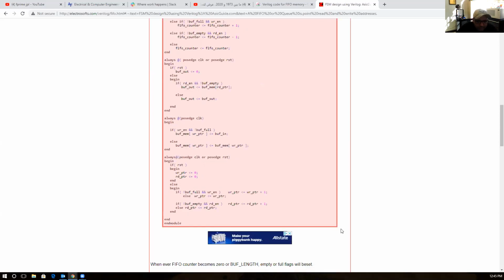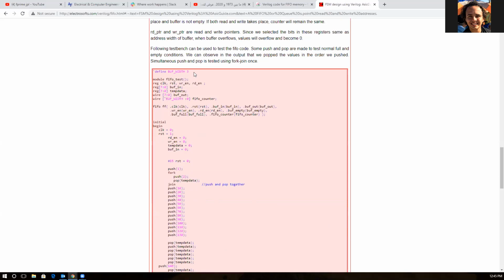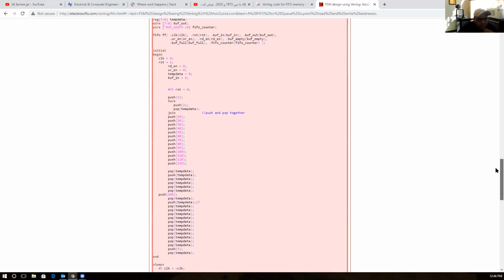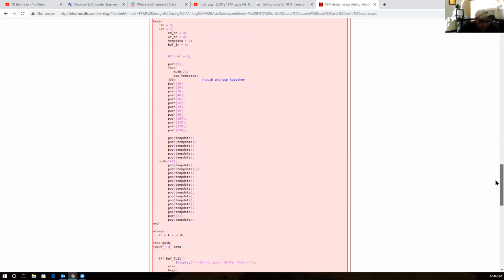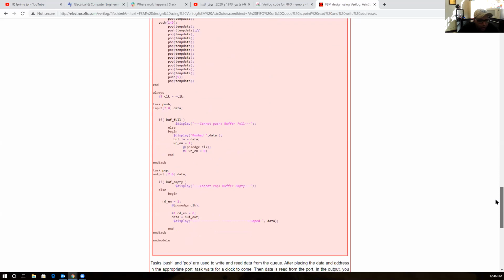Then the guy made a fancy test bench, and look what he did. He used something in the test bench that I didn't show you, because we are not in a verification course. There is something called pop and push. You push and pop, you push and pop. Those are tasks, subtasks in verification. But the course we are taking is not a verification course, so I might go through it with you next time.